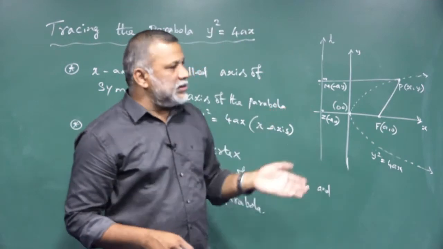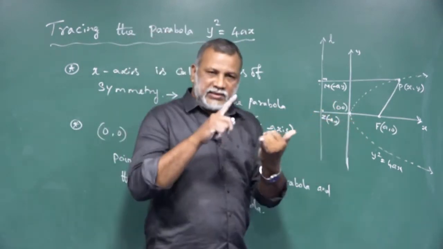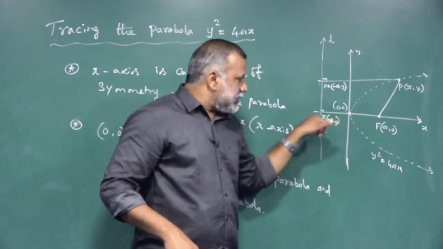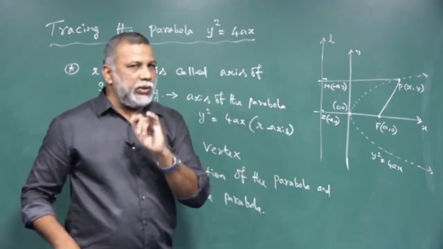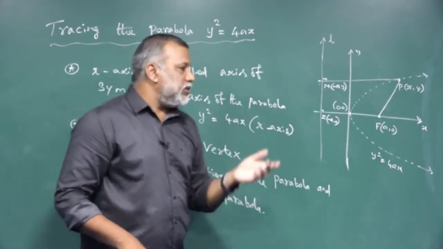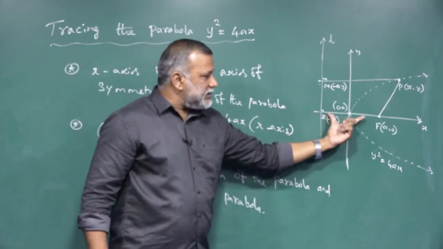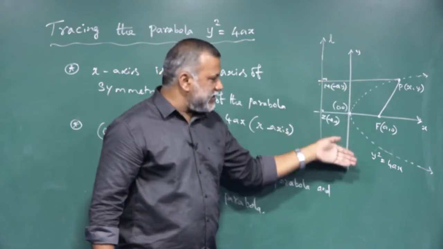We already discussed it. The meaning of axis is axis of symmetry. So the x-axis is the axis of the parabola. See here, the x-axis and this parabolic diagram intersect at only one point. That is called the vertex. So far we discussed axis, vertex and symmetry about the x-axis.